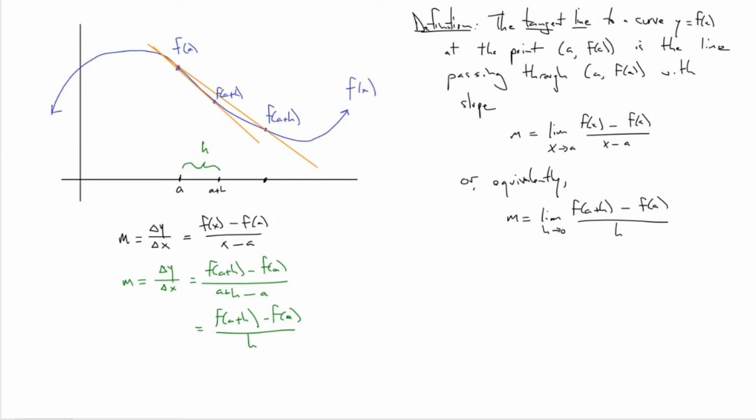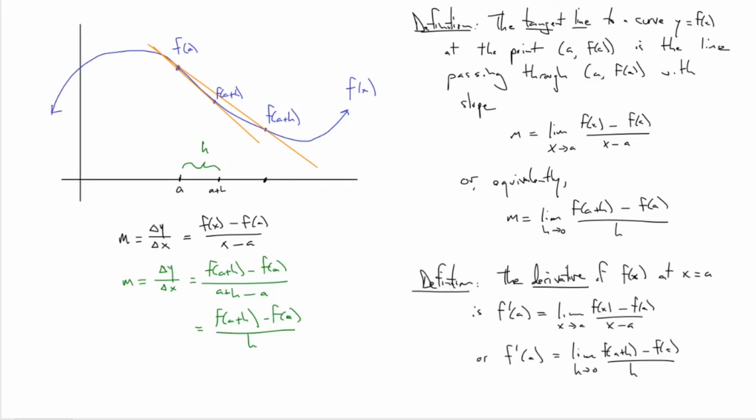And this expression for the slope of a tangent line to a curve at a point is so important that we give it its own name and its own notation. We call it the derivative of the function f at the point a.